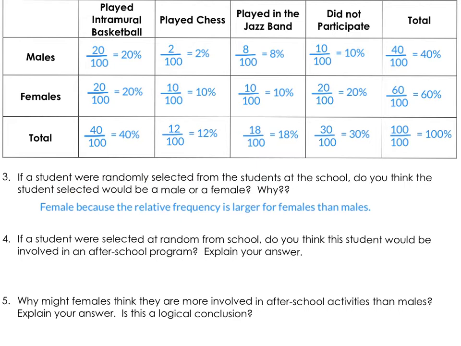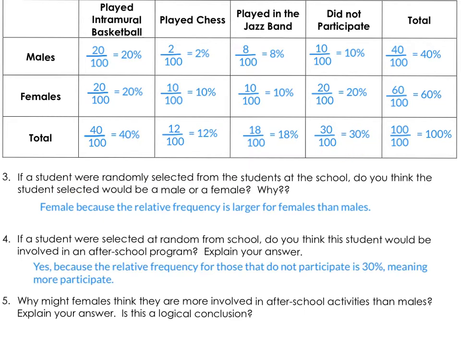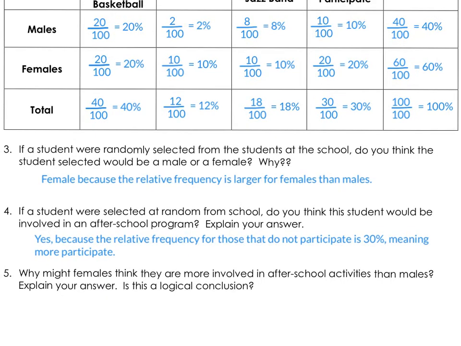So that would mean I need to look at the ones that do not participate and try to find out if that's a bigger percent than the number that does participate. So if I look up here at the ones that do not participate, it's only 30%. So 30% of the school do not participate. That means the rest do. So I just wrote that out as yes, because the relative frequency for those that do not participate is 30%, meaning more participate.